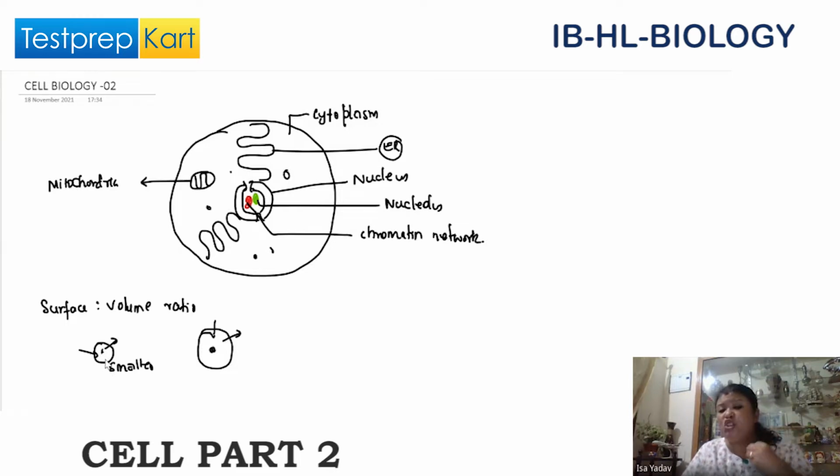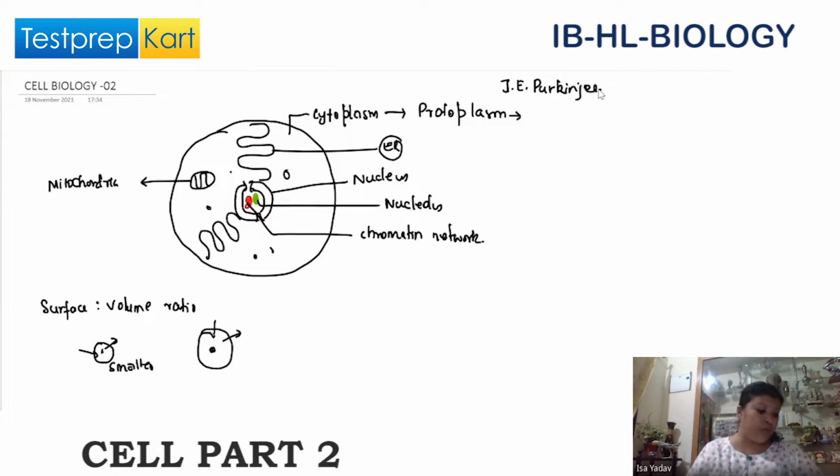What is the speciality of the cell? We see here the cytoplasm and the mitochondria. The early name of cytoplasm is protoplasm. J.E. Purkinje coined the term protoplasm, and Purkinje said that protoplasm is the physical basis of life.